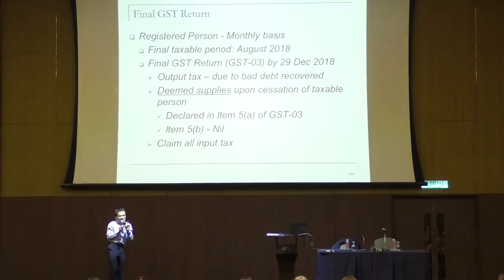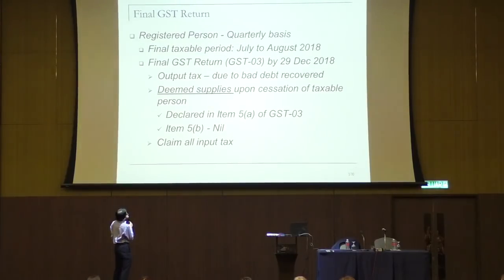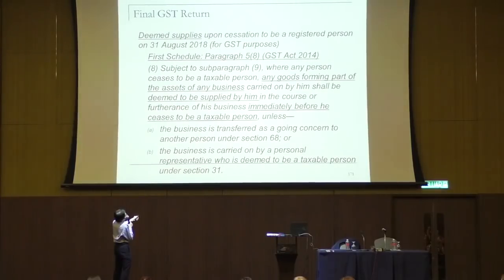Now, one more thing to highlight to you is in your final GST return, there is a deemed supply provision. What is this deemed supply? Let me just highlight the law to you. It's inside the GST Act. Deemed supply upon cessation to be a registered person on 31st August. So take note. Because the Act will be repealed from 1st September, all of us GST registered by default cease to be a registered person.